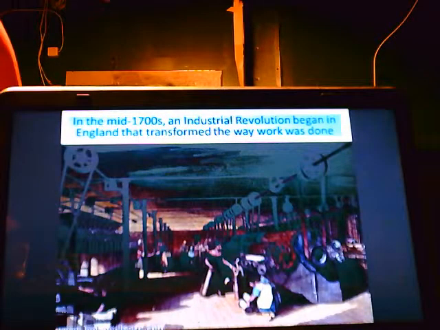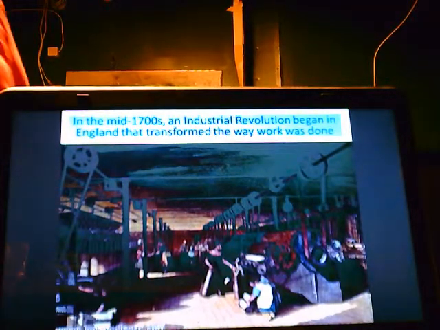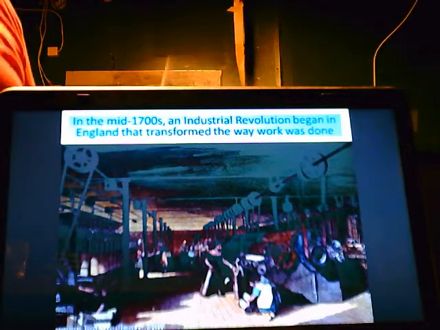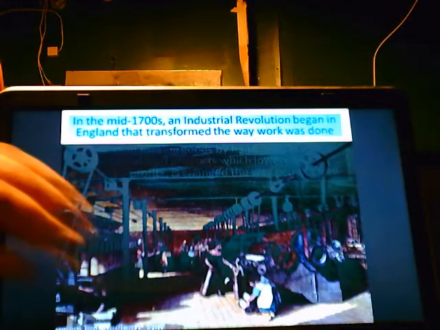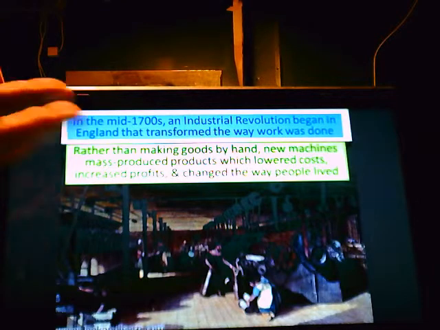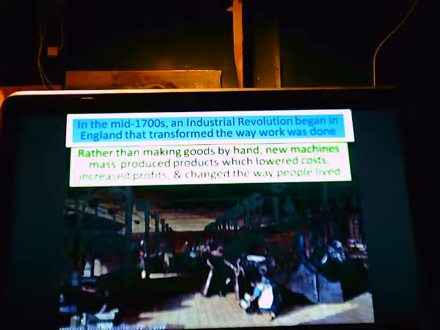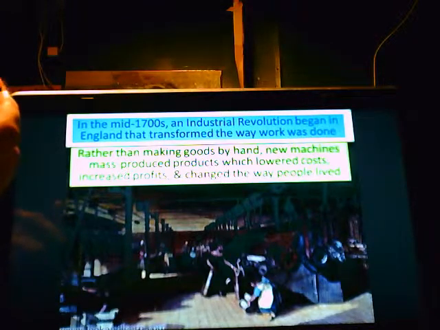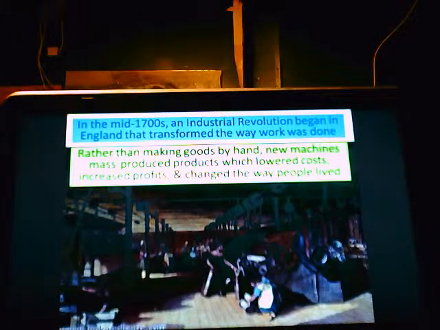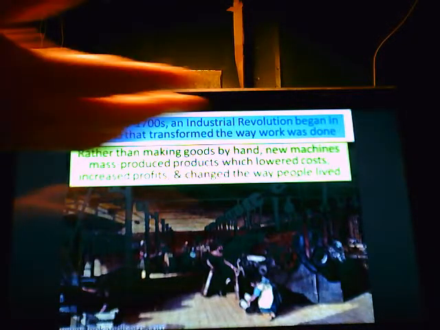Well, in the mid-1700s, an industrial revolution began in England that transformed the way work was done. Rather than making goods by hand, new processes were included. New machines mass-produced products, which lowered costs, increased profits, and changed the way people did business and how they lived.